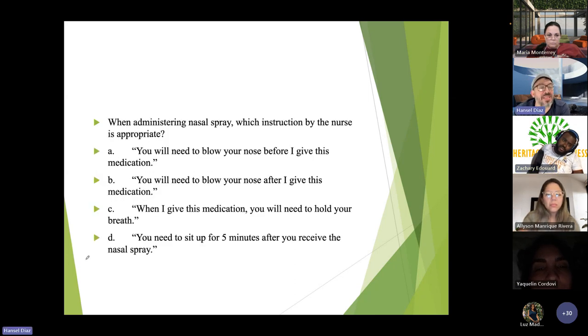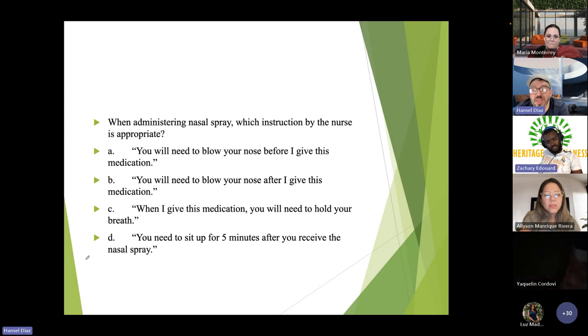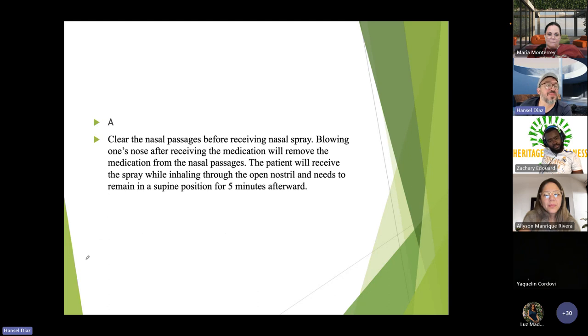When administering a nasal spray, which instruction by the nurse is appropriate? You might need to blow your nose, same as the COVID test. What did they use to do to you? A. Blow the nose before. You blow the nose and then I give you the medication. Think about that always: nasal spray, blow the nose first, let me give you the medication later.